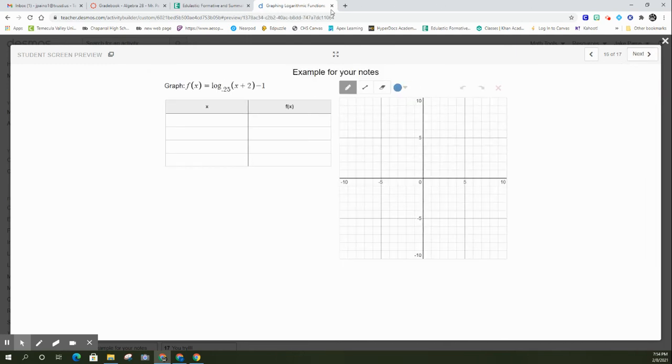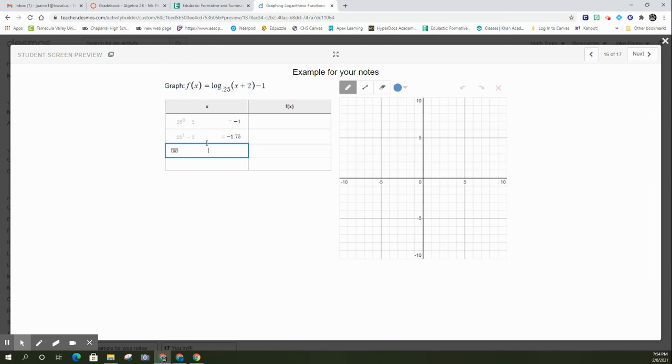Another example. So now we have a number in between 0 and 1 here. Log base 1/4 of x plus 2 minus 1. So here our base is 1/4. And so again, if we go 0.25 raised to the 0, and this time h is -2, so minus 2. 0.25 raised to the first, minus 2.